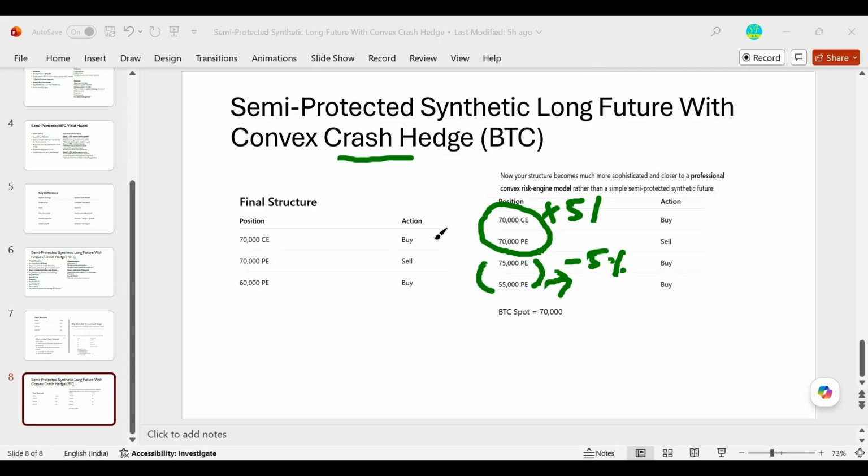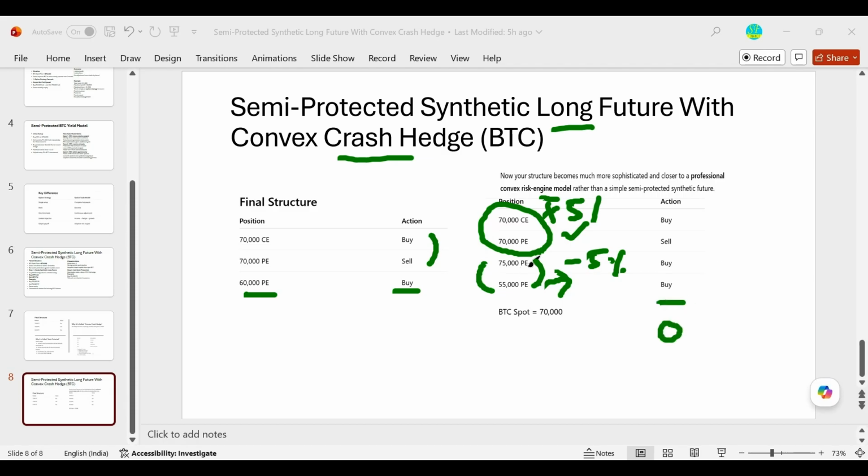Objective: initially it should be delta plus 1 or minus 1, based on whether you are initiating a synthetic long future or synthetic short future. If you want a partial hedge or semi-protected, you add one put option, preferably an OTM put option, and reduce that delta. But if you want to make it a risk engine model or professional model, you add two put options or two call options based on the synthetic future long or short. So bring the delta to 0.